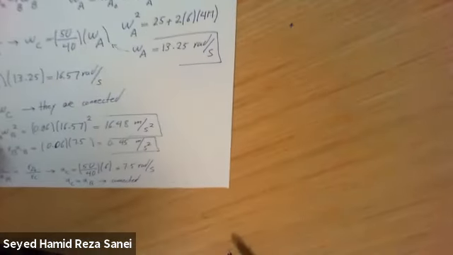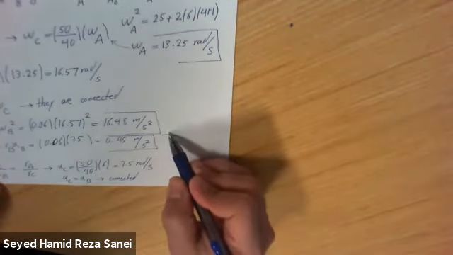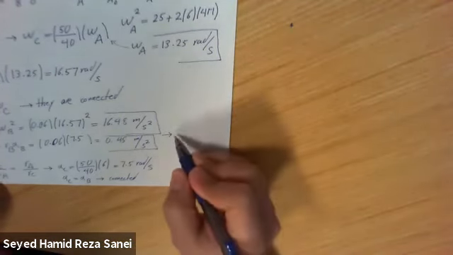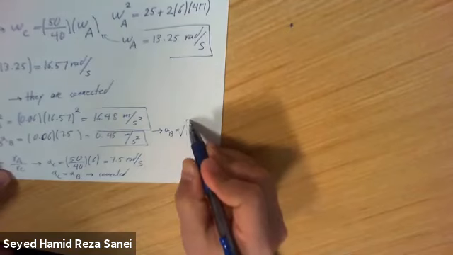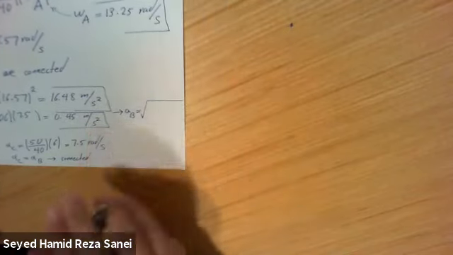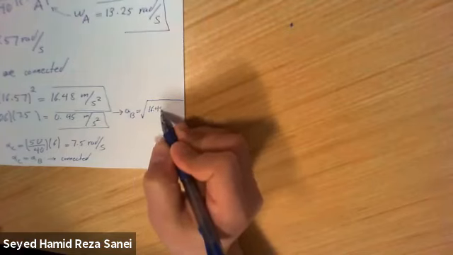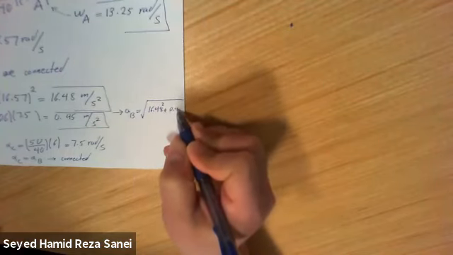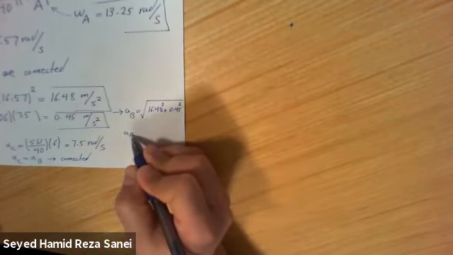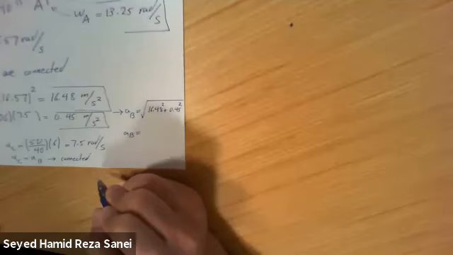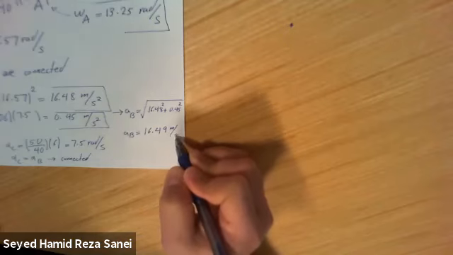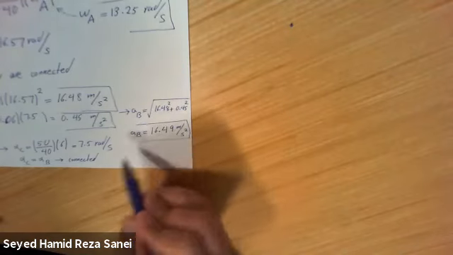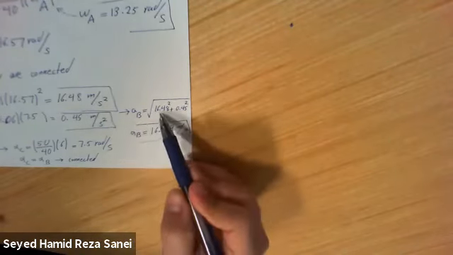So now that we have both components of the acceleration, we can find the total acceleration. AB would be each component squared. So 16.48 squared plus 0.45 squared. At the end, AB would be 16.49 meter per second squared. You can see for this case, the majority portion of the acceleration is the normal acceleration.